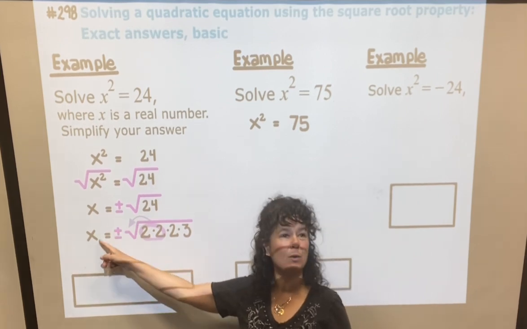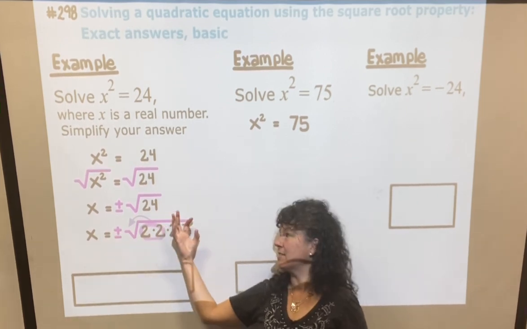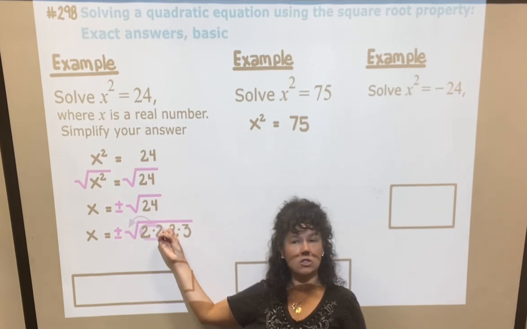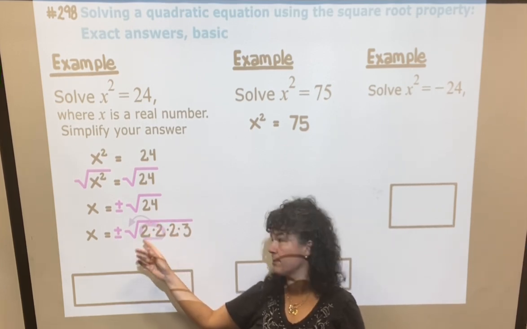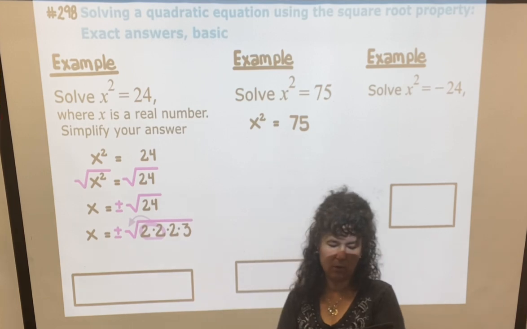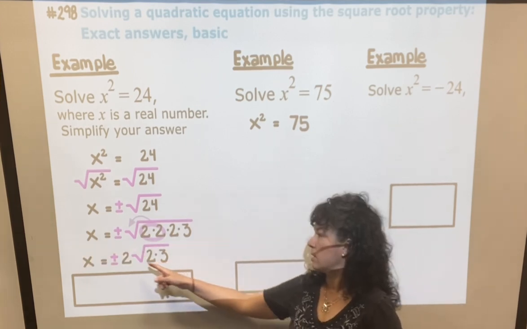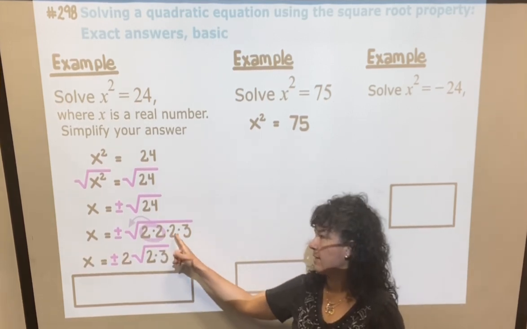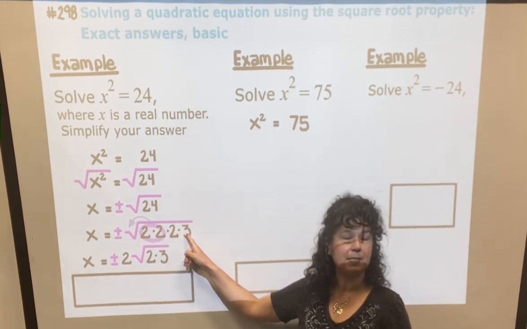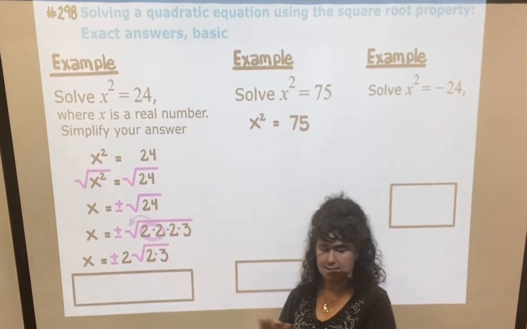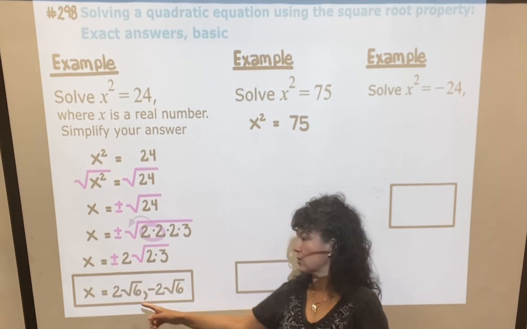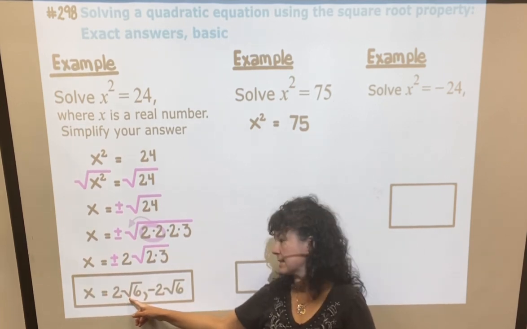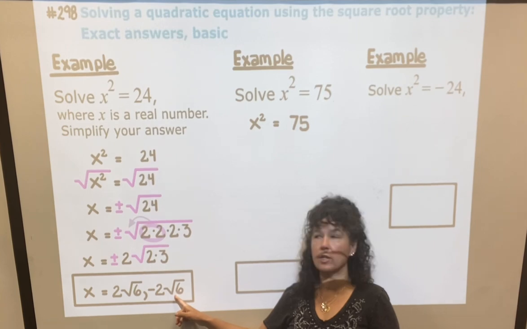The 2 does not go in front of the plus or minus. This is a single number sitting here, so we're not adding or subtracting. So when that 2 comes out, it's right here, and then 2 and 3 are trapped inside. 2 times 3 is 6. So our answers are 2 square root of 6 and negative 2 square root of 6.